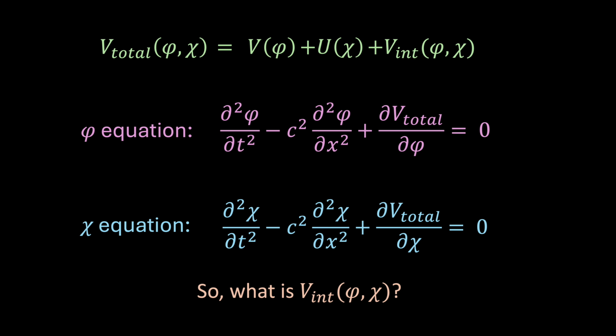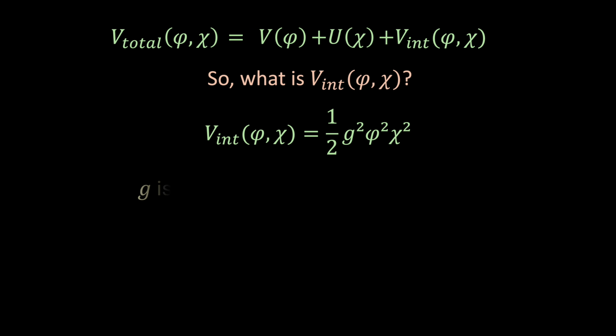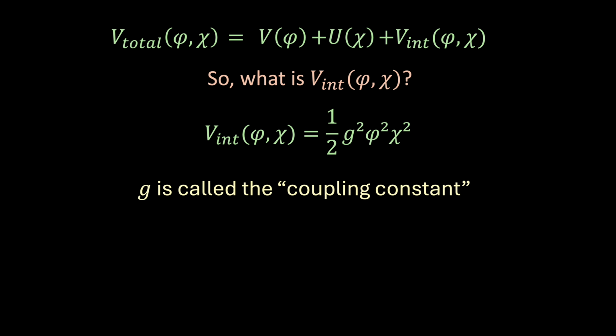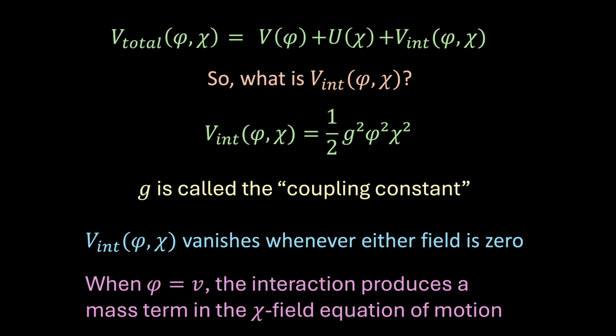So what form does the interaction potential take? Well, a natural choice for this interaction is a term with the following structure, where g is called the coupling constant, and this sets the strength of the interaction. This potential is quadratic in both phi and chi, and it has 2 important features. First, it vanishes whenever either field is 0, so it only switches on when both fields are present. Second, once phi acquires a non-zero average value v, the interaction produces a mass term in the chi field equation of motion, as we will shortly see.